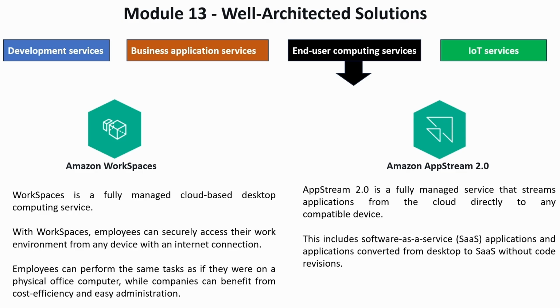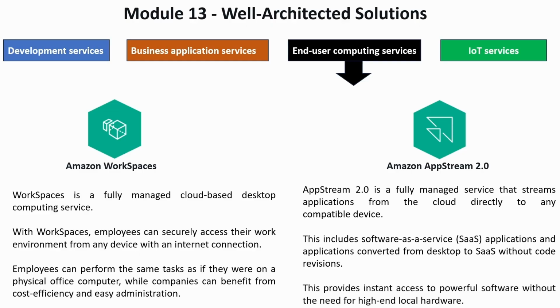AppStream is slightly different. It just streams the app. If you need to run a heavy 3D design program on a cheap Chromebook, AppStream makes it happen. AppStream is a fully managed service that streams applications from the cloud directly to any compatible device. This includes software as a service applications and applications converted from desktop to SaaS without code revisions. This provides instant access to powerful software without the need for high-end local hardware.